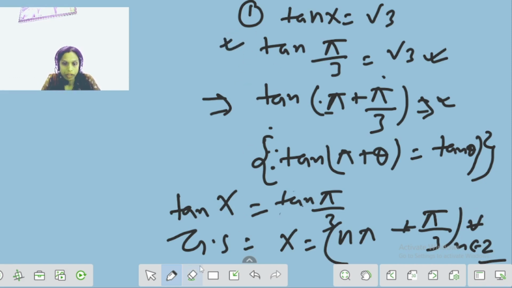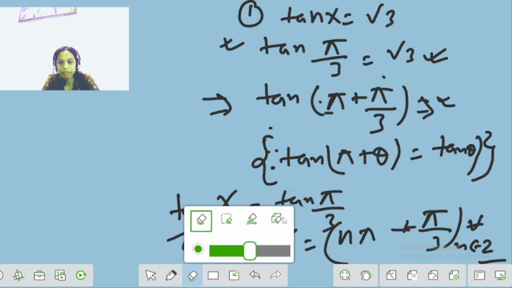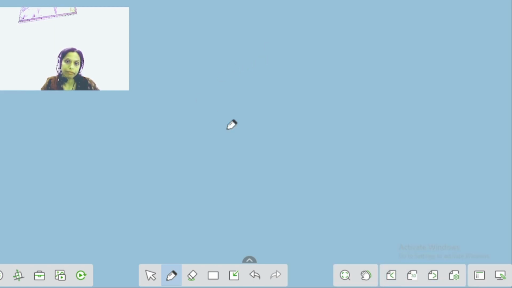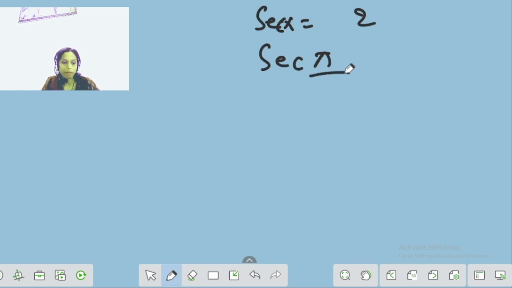Understand? Now the next question. What is the next question telling? The next question is telling sec x is equal to 2. Then how could you solve it? So see here. Question: sec x is equal to 2, means sec pi by 3 is equal to 2.